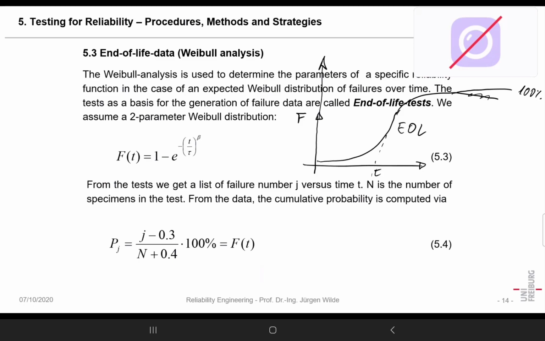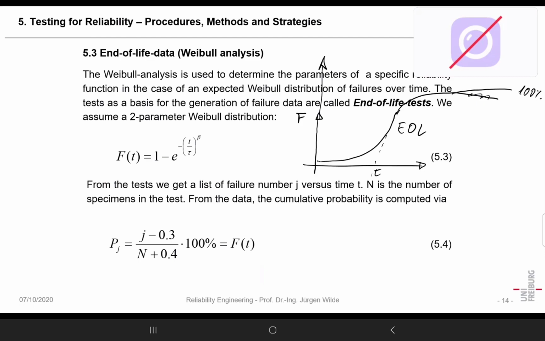Chemists say it's an Avrami curve. Here in reliability engineering, we say it's a Weibull curve. So Weibull first used it. And it's 1 minus e to the power of minus t divided by the time constant to the power of beta. When the beta is 1, it is which function? It is an exponential function, yes, and the failure rate is constant.